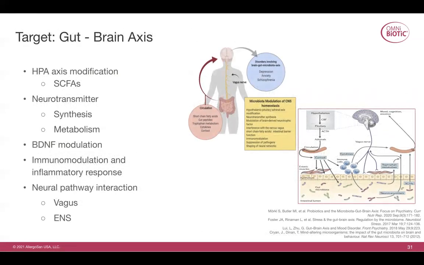Next, let's look at the gut-brain axis. I am a highly visual person, and these particular graphics are really helpful for me. So there is a bidirectional communication between the gut and the brain via the vagus nerve. Neurotransmitters like serotonin and dopamine can be directly produced by gut microbes. Their metabolism is also heavily influenced by microbes.